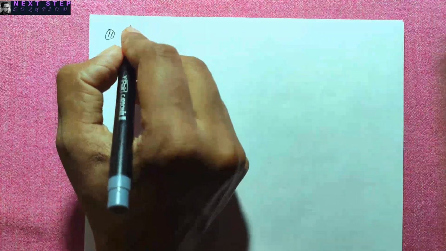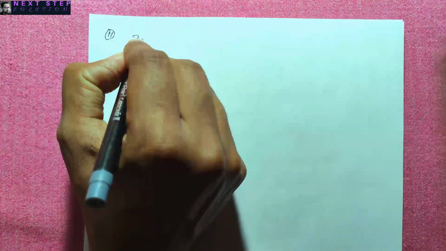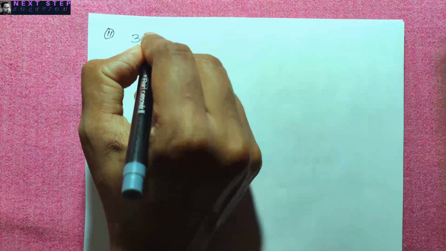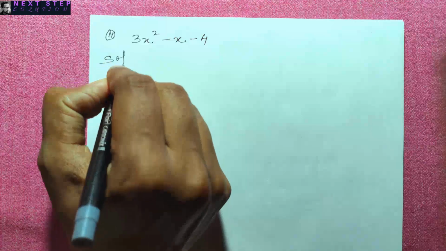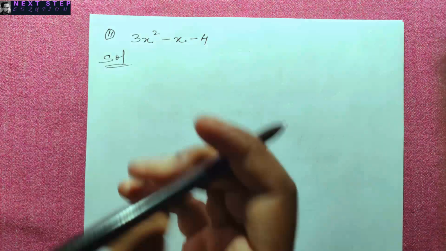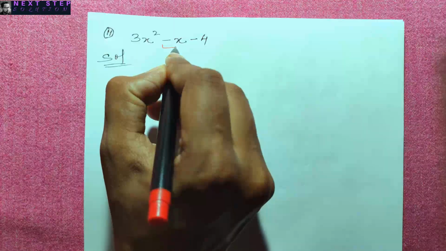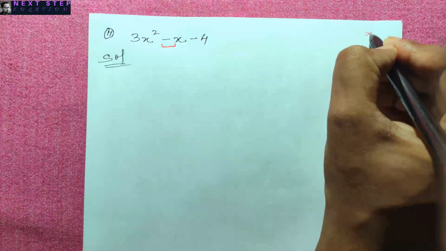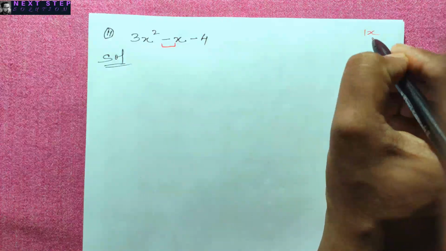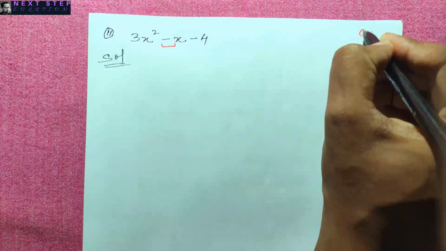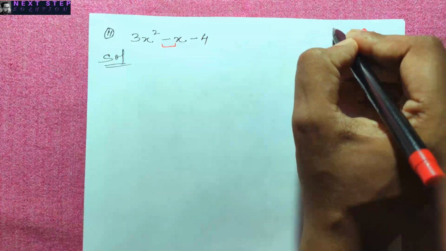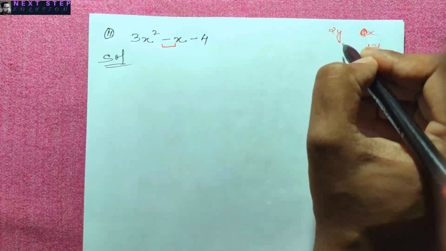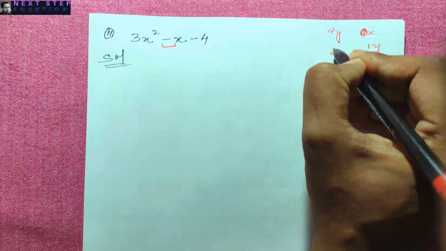Now the next question is 3x square minus x minus 4. Now once again we see the middle term. The middle term here is negative 1. If we write just x, then how many x we have? We have 1x, which we may write or may not write, makes the same meaning. If I write y, how many y we have? We have 1y. If I have 2y, I would write it as 2 into y. If I have 2x, I write it as 2x. If I have 5x, I write 5x.